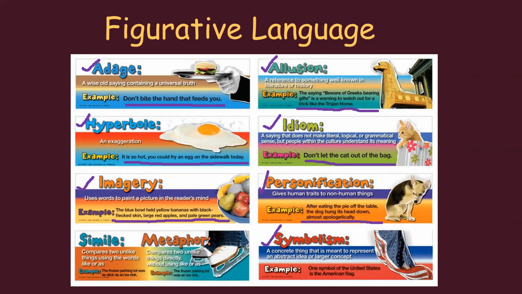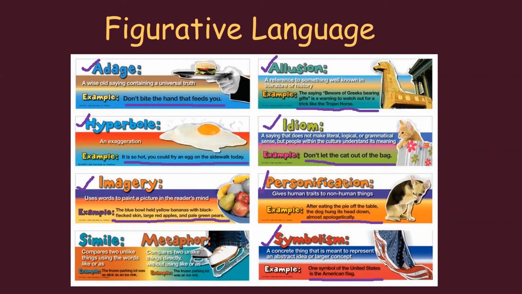All right, down at the bottom we have symbolism. Symbolism is a concrete thing that is meant to represent an abstract idea. So basically what that means is we use something to symbolize something else. An example that would be a good example would be the United States American flag, okay? So that American flag symbolizes a lot of things, such as freedom, such as the pursuit of happiness, such as every man being able to achieve success. So that American flag represents a larger concept to a group of people. So symbolisms are used quite often in communication.